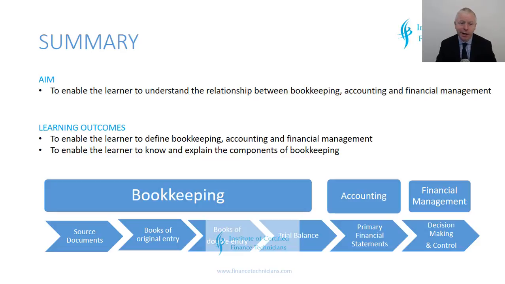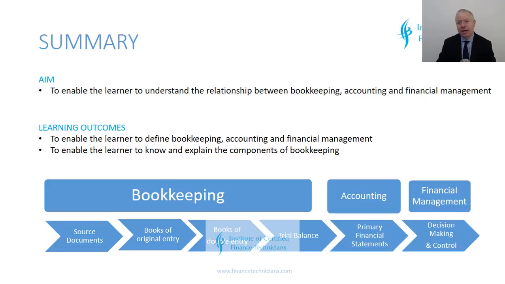You should also be aware that bookkeeping comprises 4 elements. It starts with source documents. You need to know what a source document is. And then you need to know that the information contained in those source documents is transferred into the books of original entry. The figures then are transferred from the books of original entry into the books of double entry, and then the balances of the books of double entry are summarized in the trial balance. That's what you need to know at this particular stage.